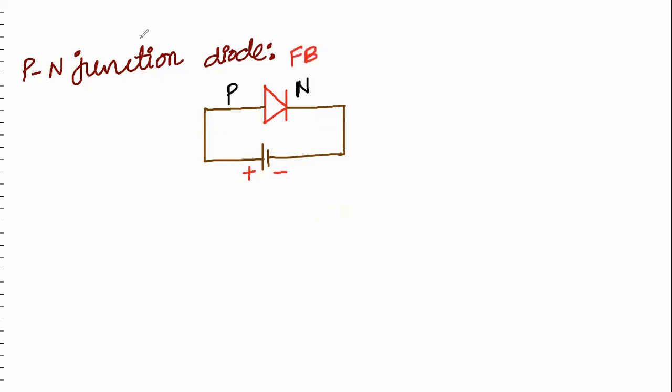Whenever we take this p-n junction diode, the p side is connected to the positive terminal of the battery, and the n side is connected to the negative terminal of the battery.